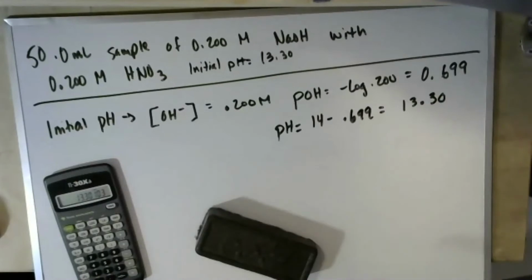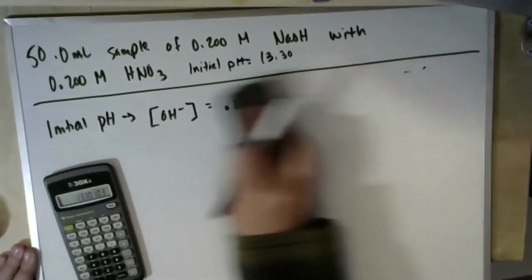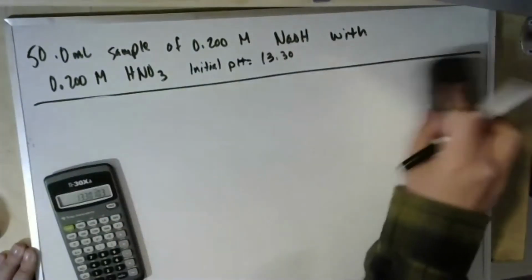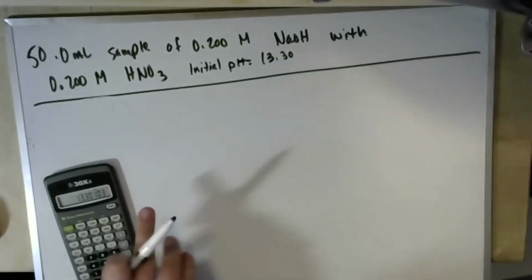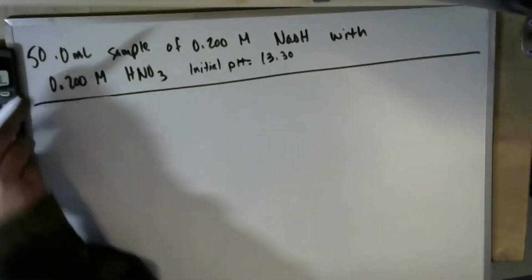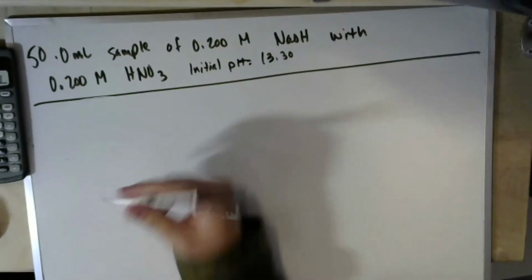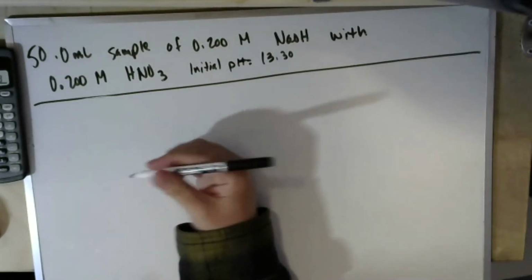Okay, so our first calculation is going to be what the pH is after we add 30 milliliters of the nitric acid.